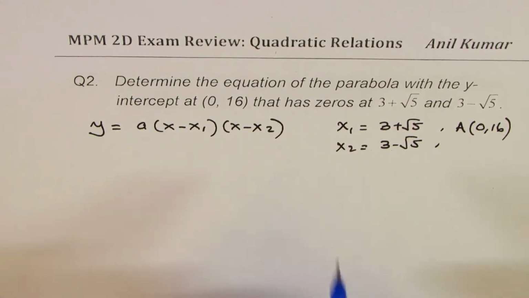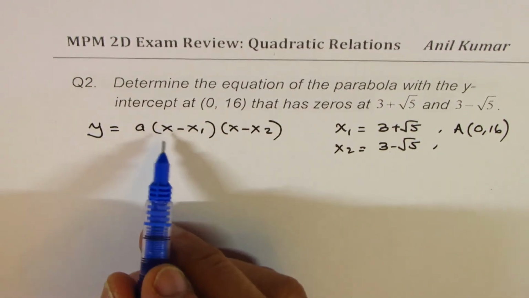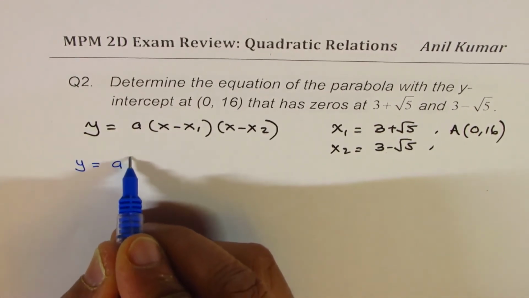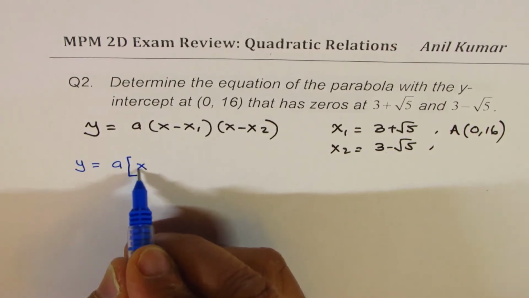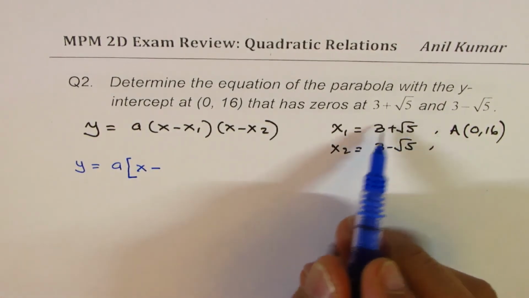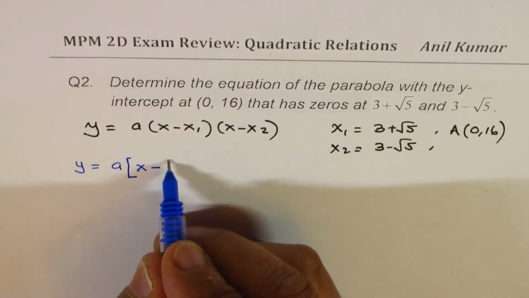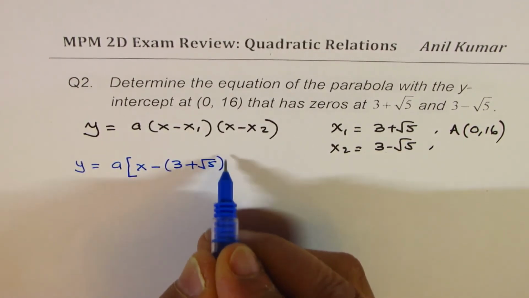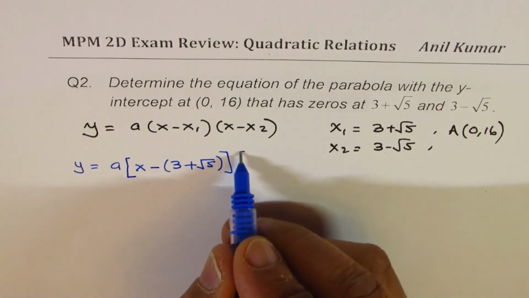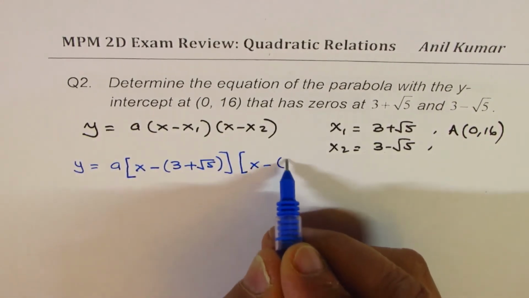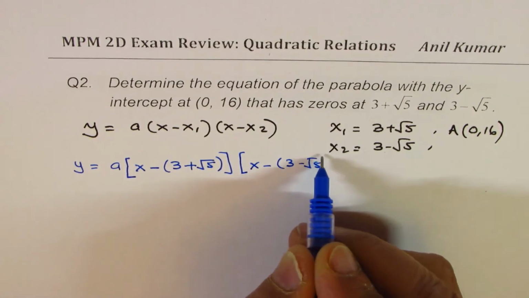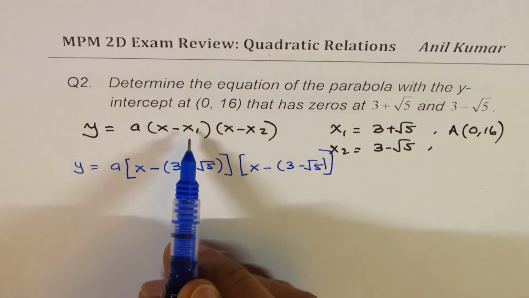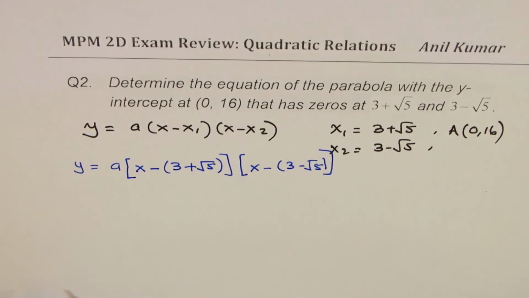So first we'll develop a general equation. We'll write y equals a times, let me use square brackets, [x minus (3 plus square root 5)]. Okay, so that is the first factor. The other factor will be (x minus (3 minus square root 5)). Correct? So I hope this is clear. Basically, substitute x1 and x2 into the equation.